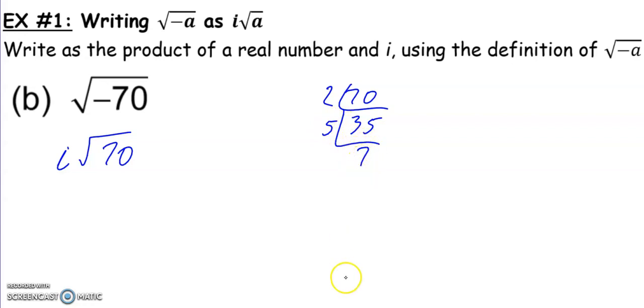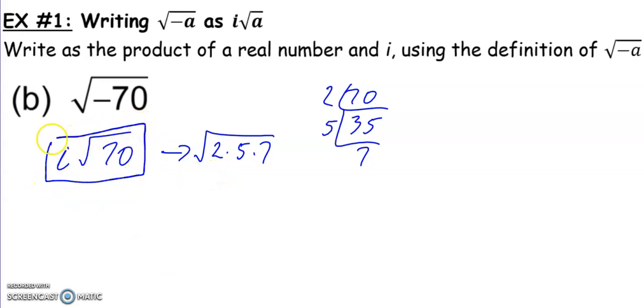And when I get right here to a prime number, I stop. And then I ask myself, are there any pairs of numbers? Because another way to write the square root of 70 is to say the square root of 2 times 5 times 7. And none of these numbers multiplied together give me a perfect square. So this is my final answer.